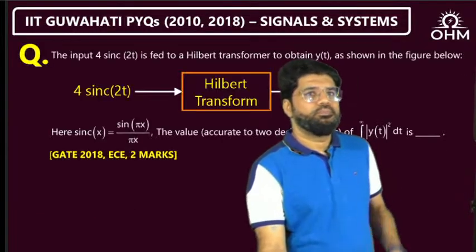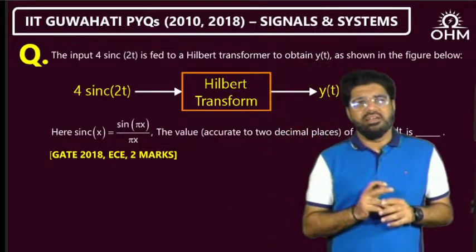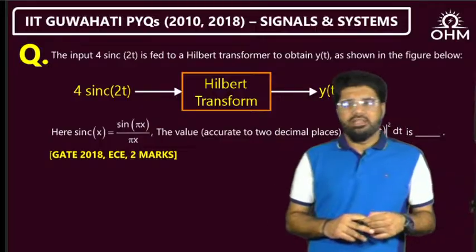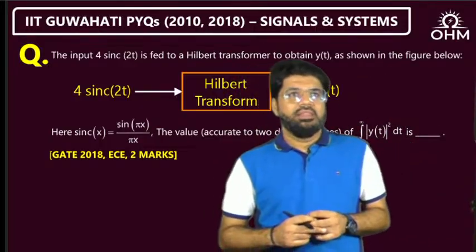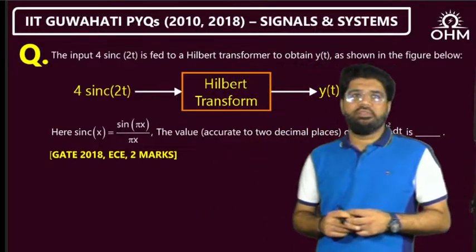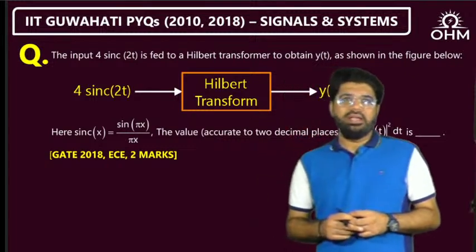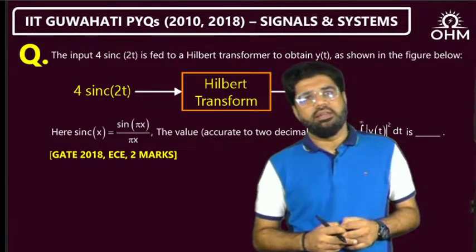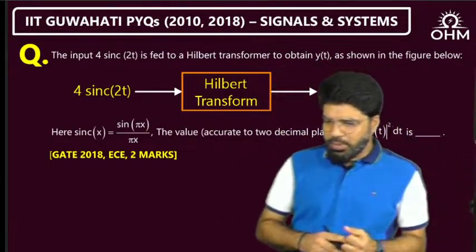Yes, this is still a decent question, but again, if you have the basic knowledge of Hilbert transform, this question is solvable quickly. The input 4 sinc 2t is fed to a Hilbert transformer to obtain yt, as shown in the figure below. The Hilbert transformer is also known as the pi by 2 phase shifter.